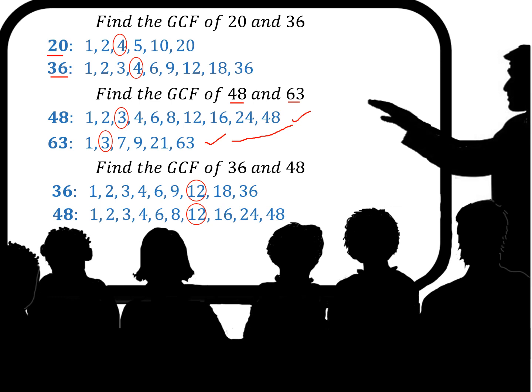The greatest common factor of 36 and 48. We list all those factors of each one, and then we scan down the line. Even though they have a 6 in common, a 4 in common, a 3 and a 2 in common, what's the highest number they have in common? And that's right here, 12.